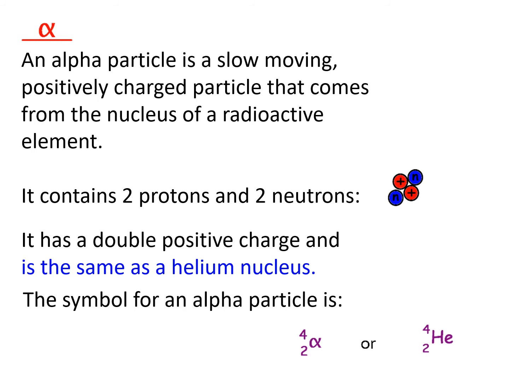You can see the symbols written down the bottom here. The symbol for the alpha particle could be written either with the alpha sign, or as He for helium with atomic number 2, mass number 4. So it could be written either way.